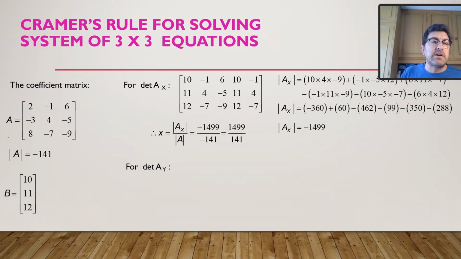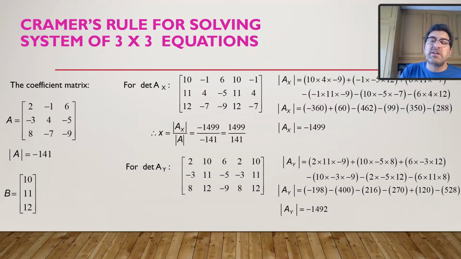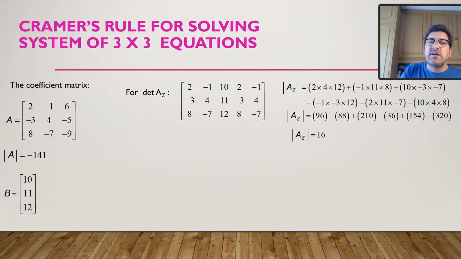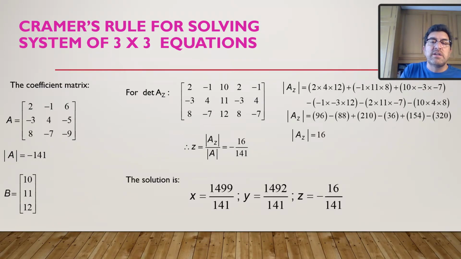Okay, now the same for Y. I will go back to this initial coefficient matrix and I will replace the Y column with the column matrix 10, 11, 12. From that matrix I augment it to find my determinant. My determinant is minus 1492. I divide it by the determinant of the initial matrix and that's my result for Y. Okay, there's one left. For Z, we replace the third column, we augment, we find our determinant for Z, we divide it by the determinant of the initial matrix, and there we have it. We've got minus 16/41. So the solution for this system is indeed those three numbers.